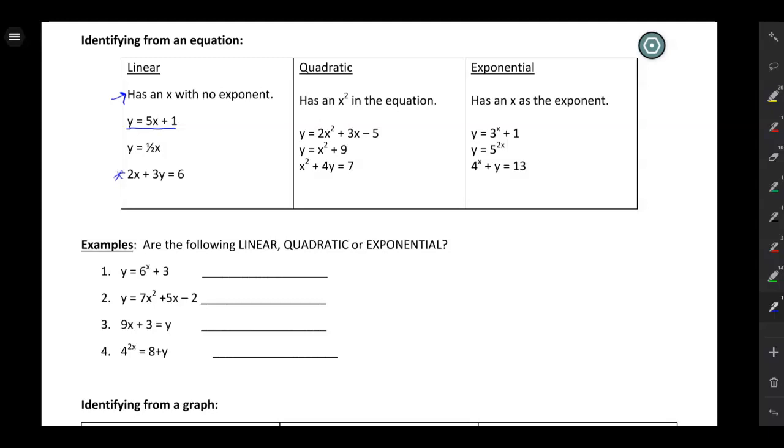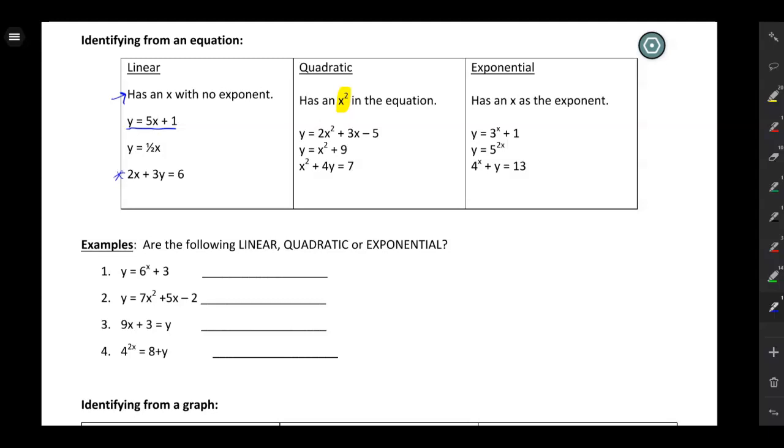The next type of function family is a quadratic. One clue that you're dealing with a quadratic is that there's an x squared in the equation. Another thing that goes along with that is that the squared has to be the biggest power of x. So there's not going to be any x to the third or x to the fourth powers. The biggest thing we're going to get is an x squared.